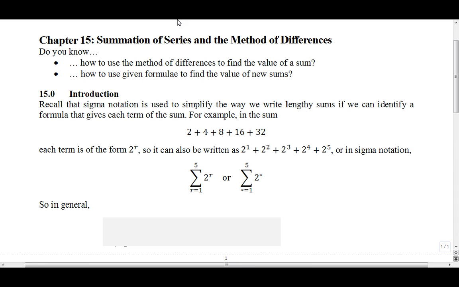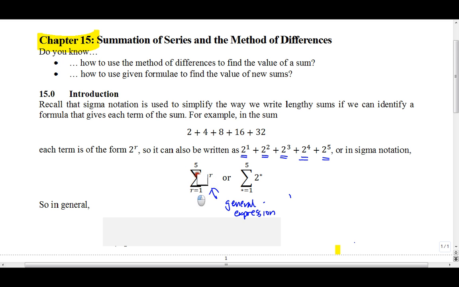Okay, we are starting chapter 15 here, summation of series. I hope you remember what this means. Essentially, it just means substitute r equals 1 into this general expression, followed by the next integer, r equals 2, then r equals 3, r equals 4, r equals 5 into this general expression. And the final r is here.